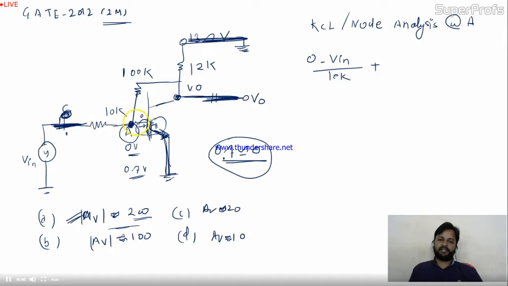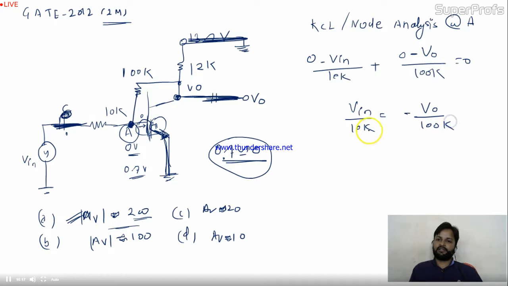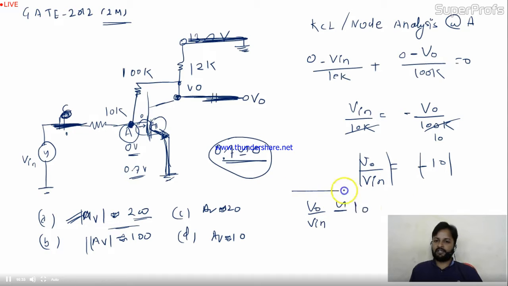Okay, fine. And the other branch is this. Here the voltage is V0. So 0 minus V0, divided by 100K, equal to 0. So V in by 10K equals minus V0 by 100K. So it will be 10 times. And they're asking V0 by V in, equal to minus 10. But in the options they're asking for the mode. So let's take the mode of it. So V0 by V in will be nearly equal to 10.